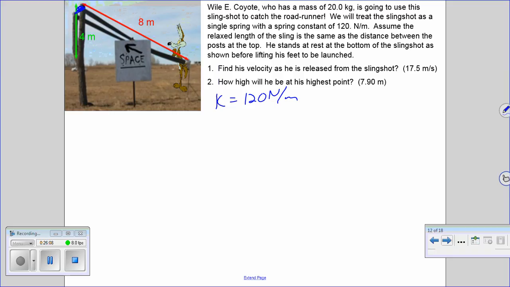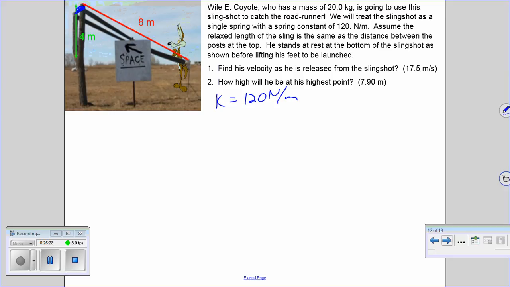All right, it says he stands at rest at the bottom of the slingshot as shown before lifting his feet to be launched. All right, so the idea is once he lifts his feet to be launched, and this is a little bit sloppy here, but some sort of cartoon physics here, once he lifts his feet to be launched, the only forces that are going to be acting on him are the slingshot and gravity, right? Both conservative forces, all right?